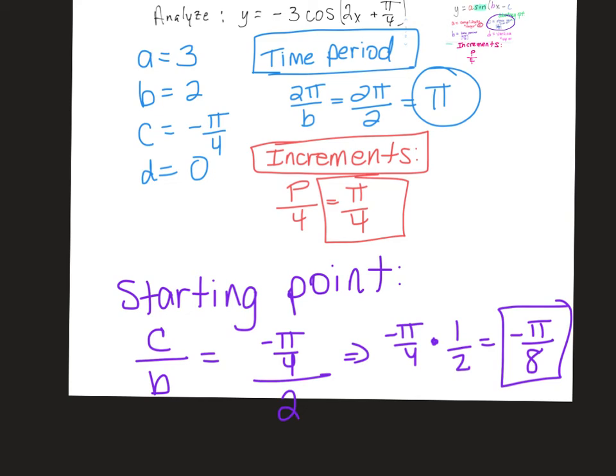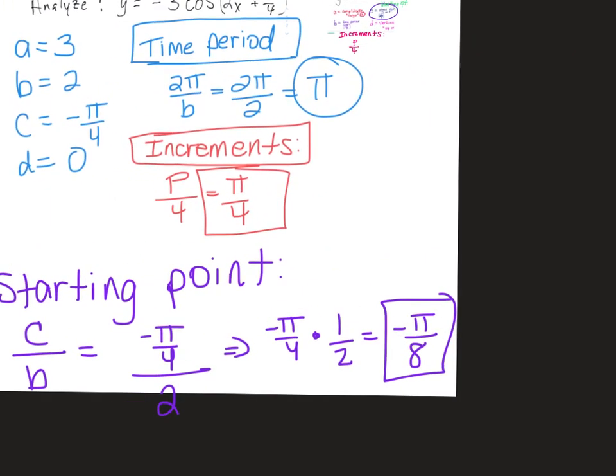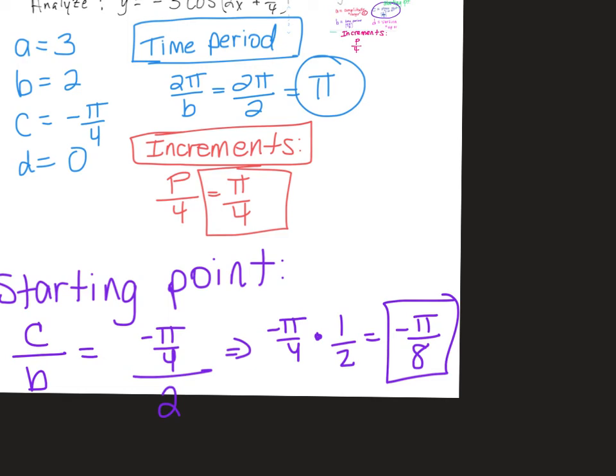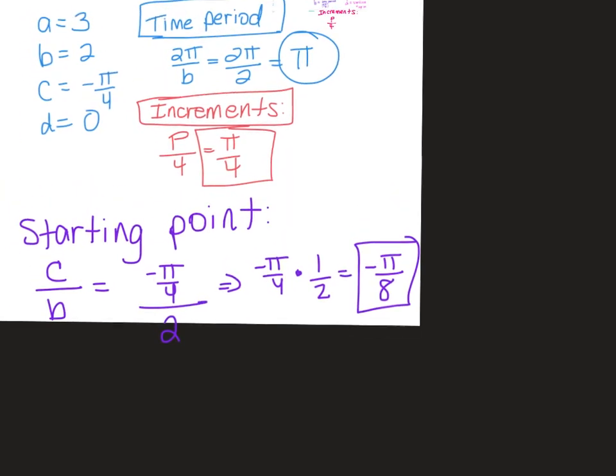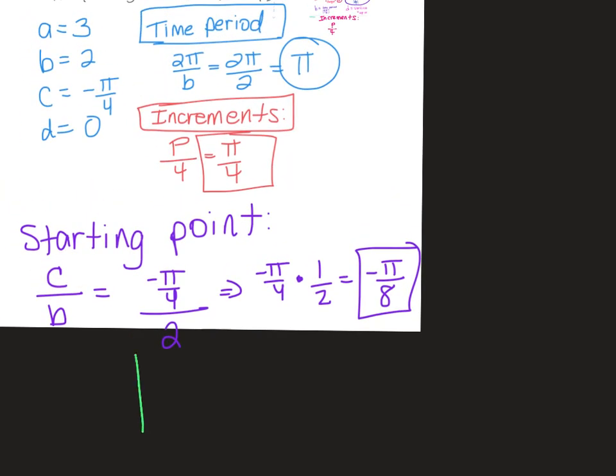Negative pi over 8. If I have these 3 pieces of information, guys, you can really get a good picture of your graph. If I go to graph this, where's it going to be easiest to see? I'll go down here. All right, my starting point, we just said, is negative pi over 8, correct? Now, how do I figure out where I put the next tick mark?